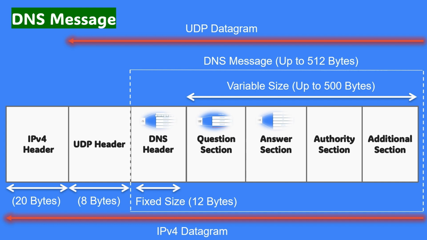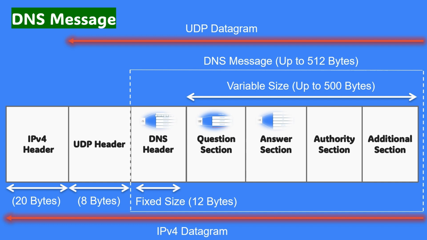The DNS header is a fixed size of 12 bytes, which is never going to change. Further, we have a variable size which can be up to 500 bytes: question, answer, authority, and additional. These sections can be up to 500 bytes, which is a variable size. And this combinedly forms a DNS message which can be up to 512 bytes.